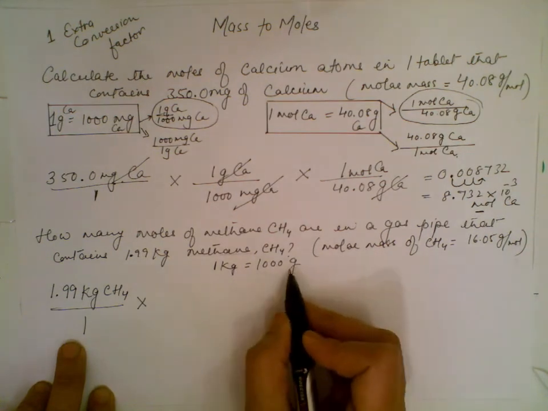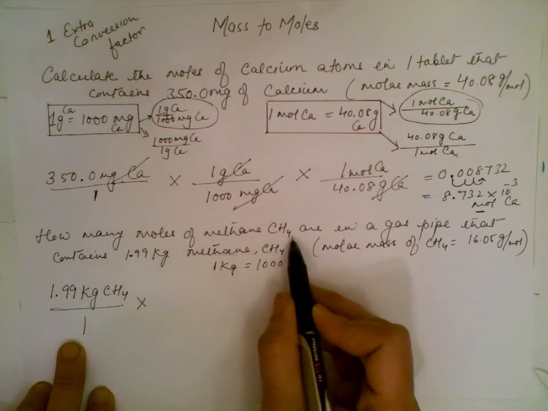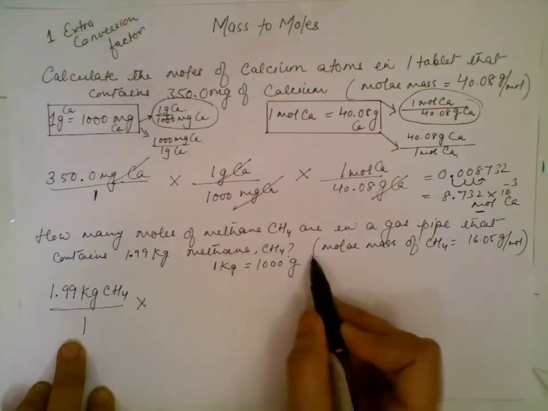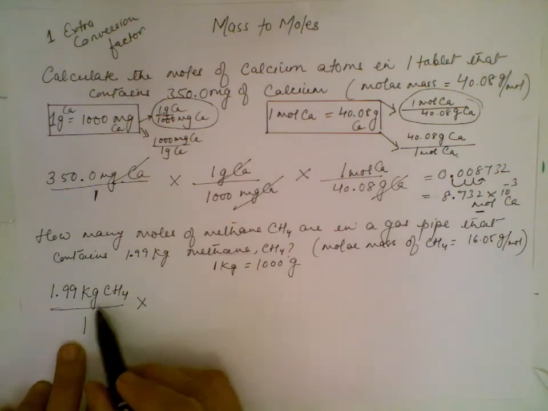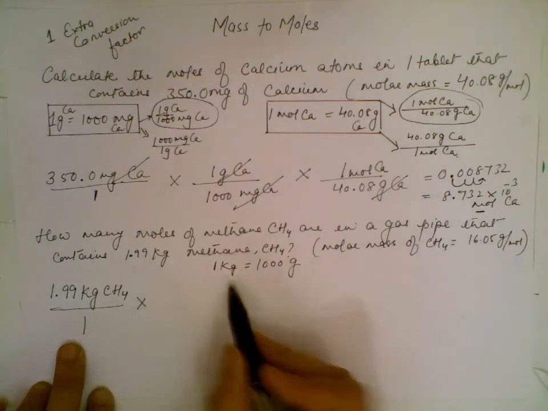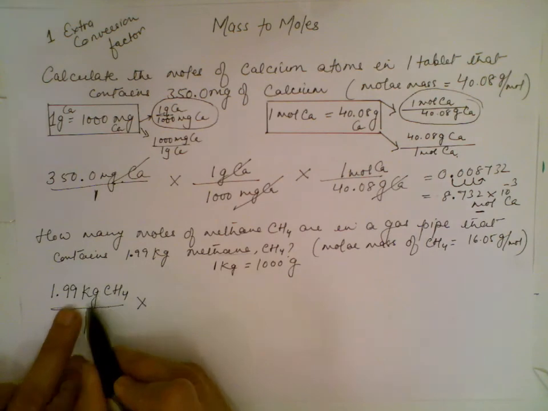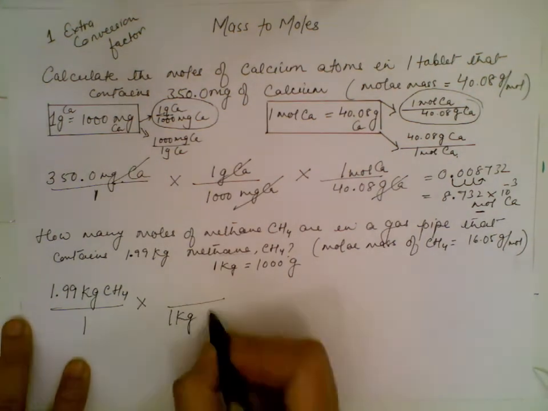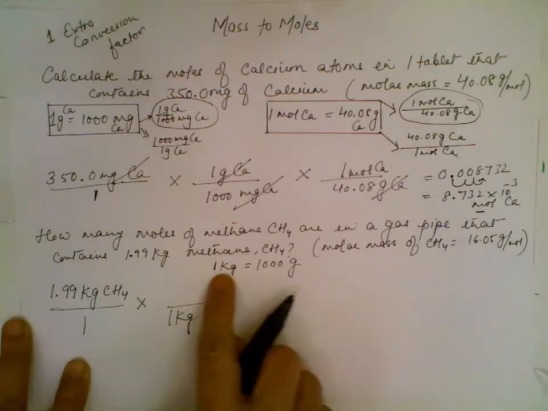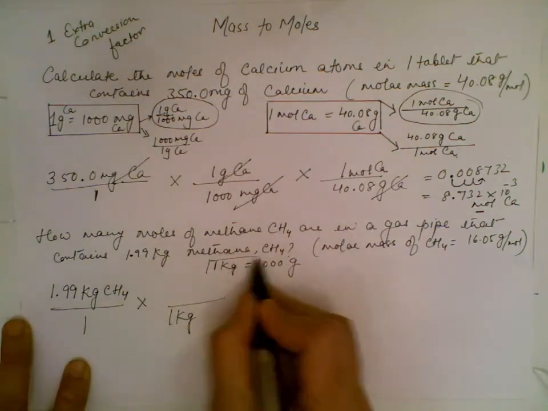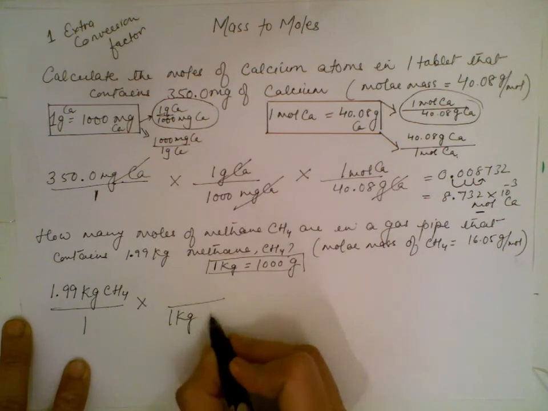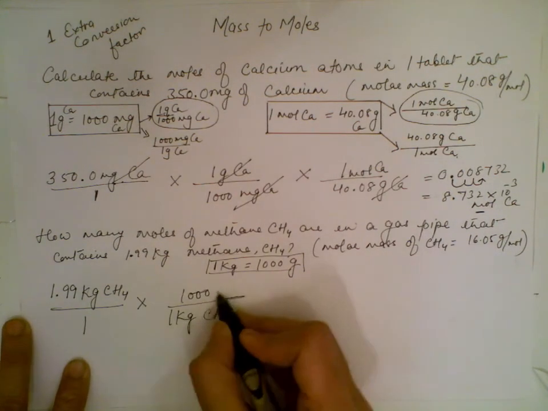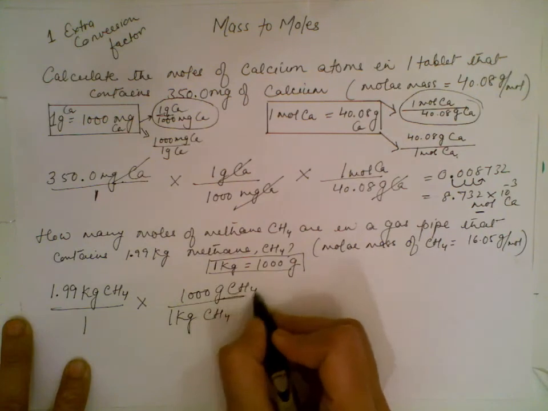So we have to convert this. How many moles of methane are in a gas pipe that contains 1.99 kilograms of methane? So first we want to convert this into grams. Since we want to get rid of kilograms, we are going to write 1 kilogram. So we are making the fractions from this equivalent. Okay, 1 kilogram of CH4 methane is 1000 grams of methane.